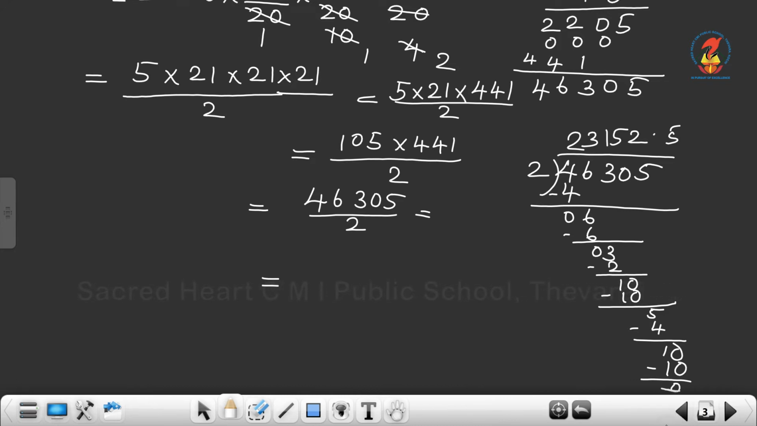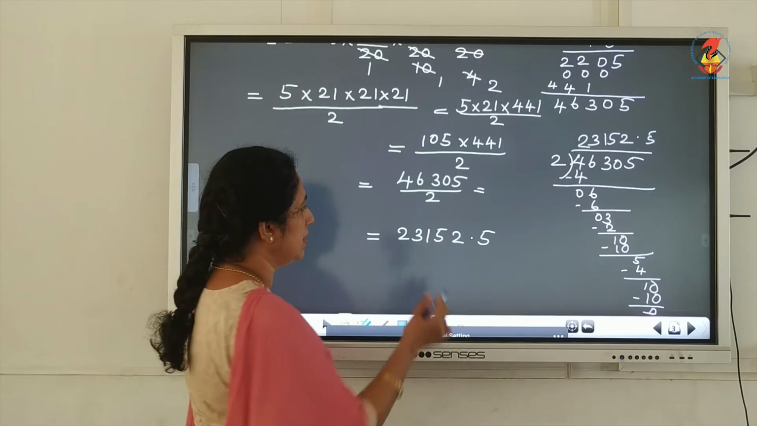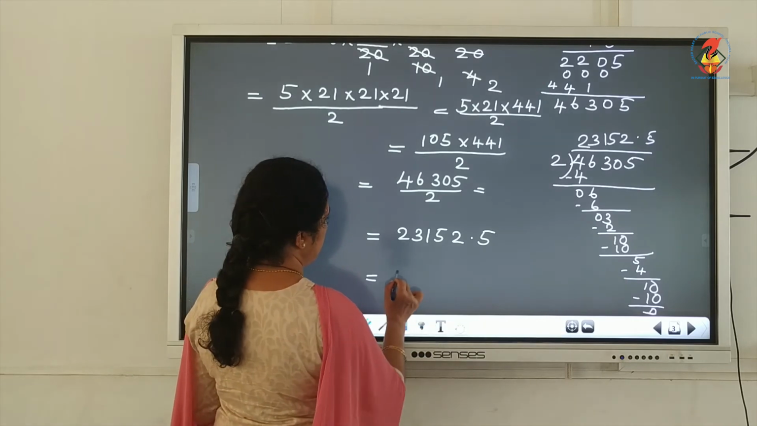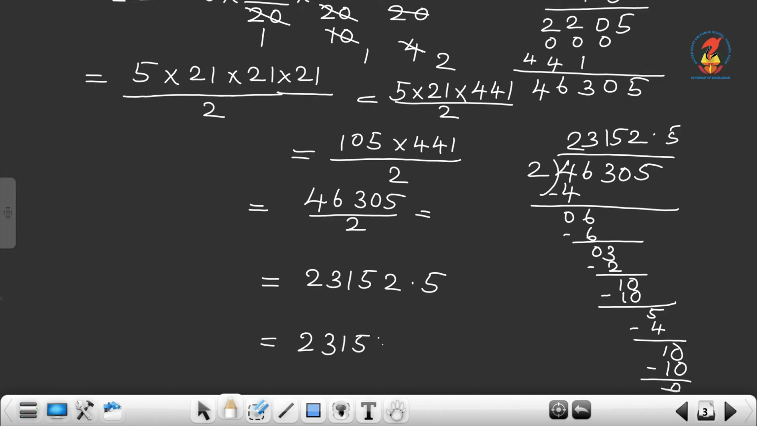So we will get it as 23,152.5. So here we have to find out the population. So it is not a decimal number. You have to get it as a whole number. So the next number we can take it. So 23,153. So we can take the population as 23,153.